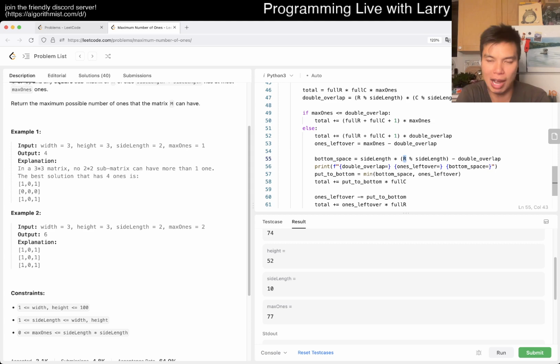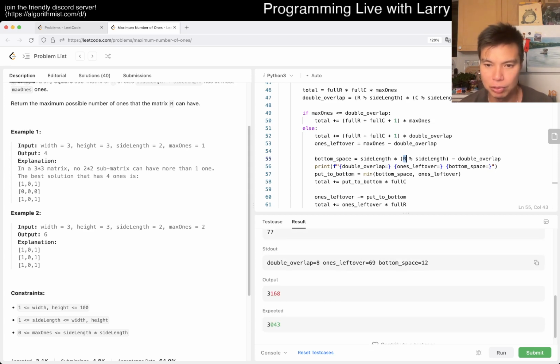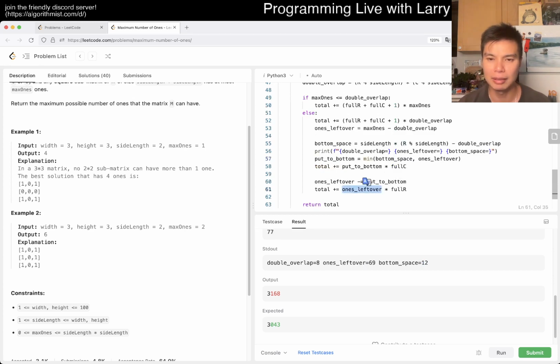So that means you have 12 left over. Wow, that's a lot of ones left over. Oh, I guess that's fine, to be honest. Oh, I messed this up. That's why. I assumed that you cannot go over, but I'm wrong here, because it cannot go over side length square, but it can go over this.